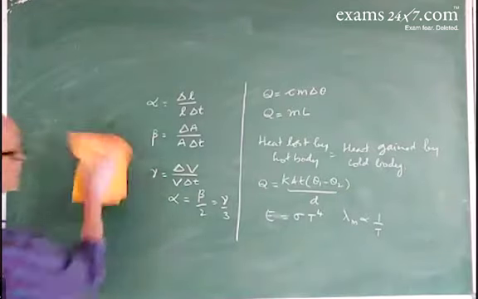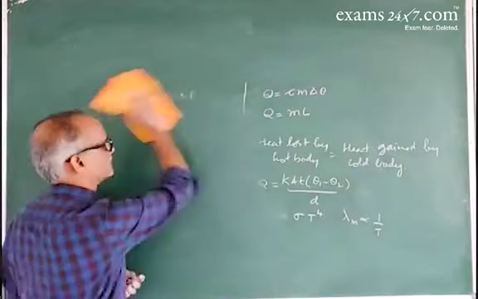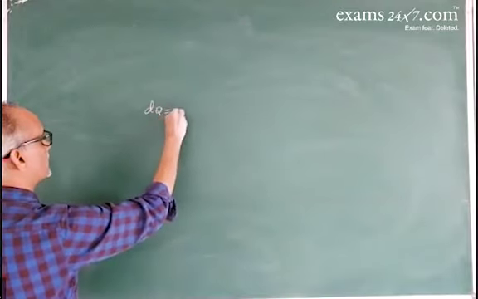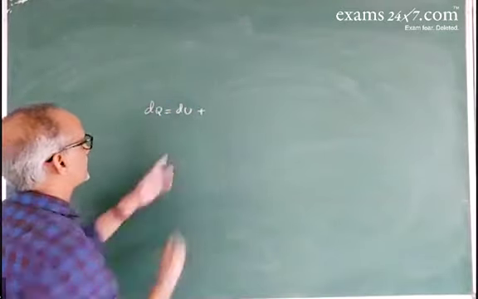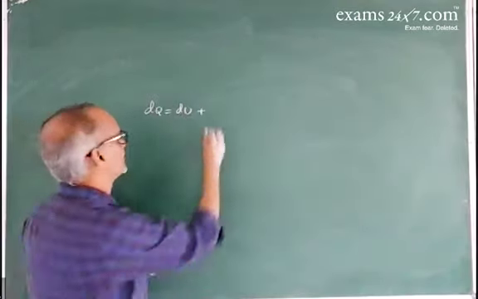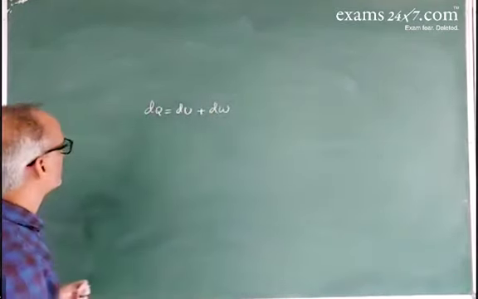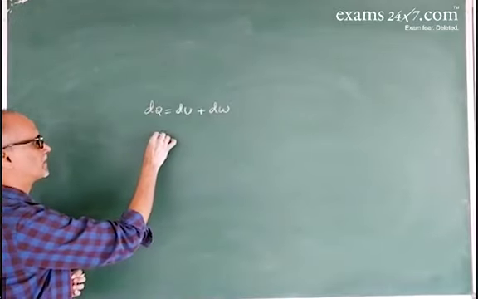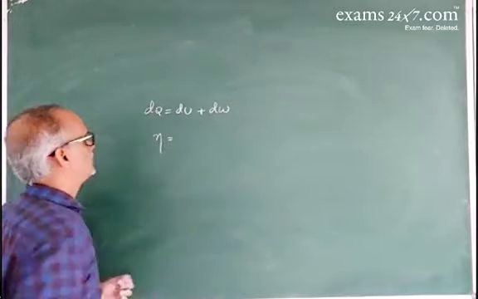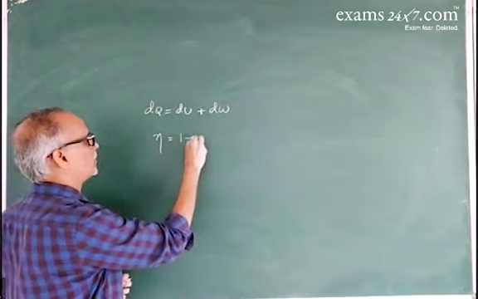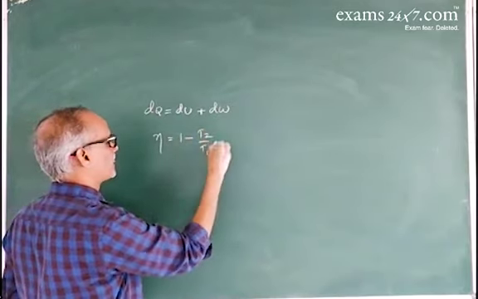Then in chapter thermodynamics, we have the first law of thermodynamics, which is: the amount of heat supplied is equal to the sum of the increase in the internal energy and the work done by the system. Then we use the important efficiency of the heat engine. Eta is equal to 1 minus T2 by T1.